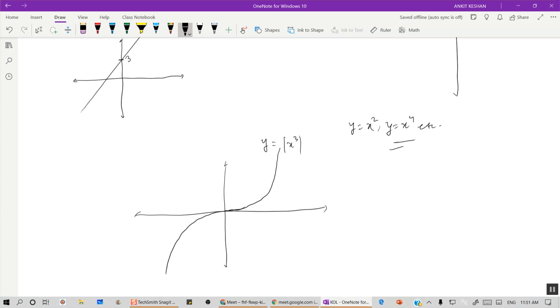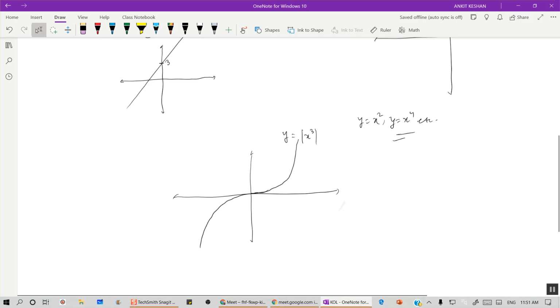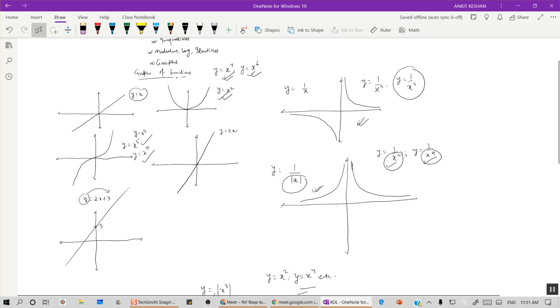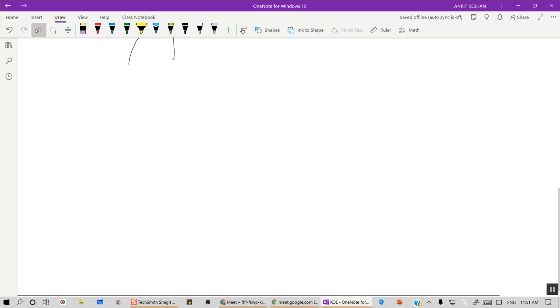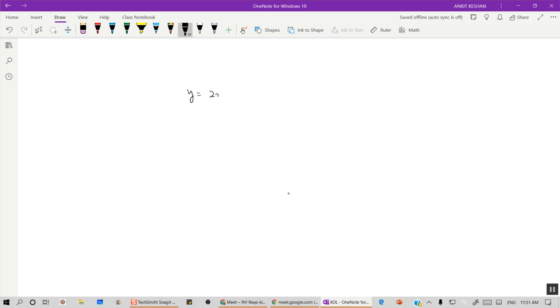So far we have dealt with some basic functions. Now I will take you through the transformations. Now let's say y equal to 2x plus 3. This is what we are having.